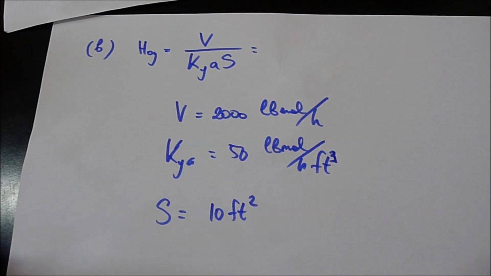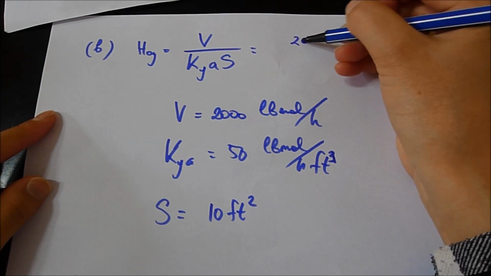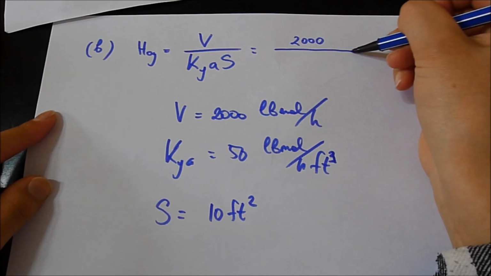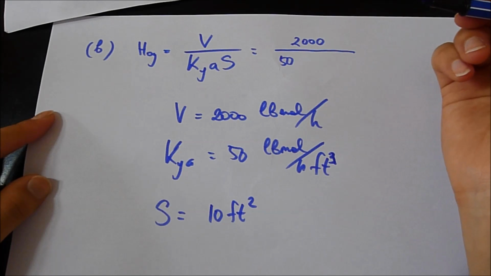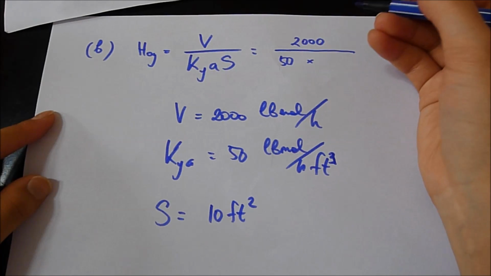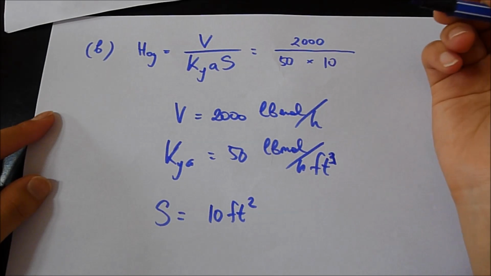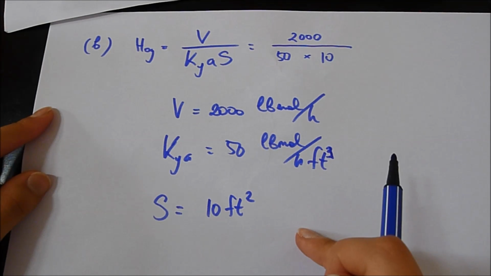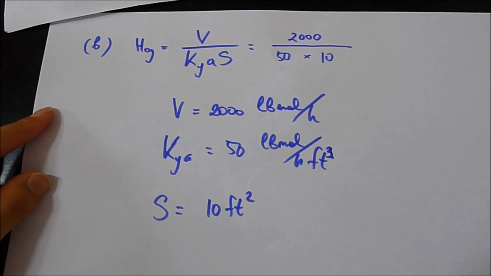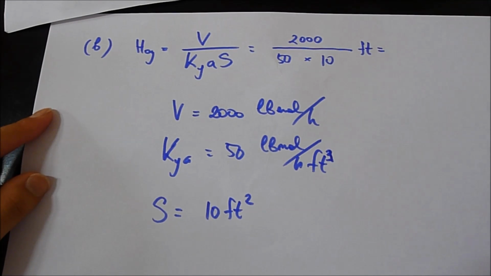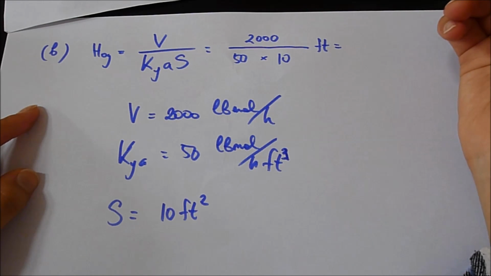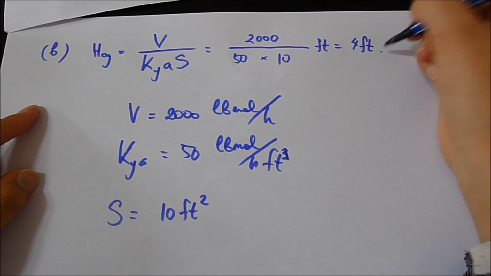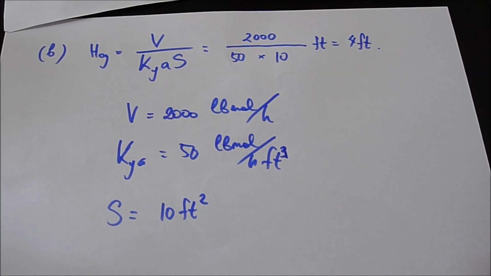So to find the HOG, we need to plug in what we know. The gas feed rate is 2000 pound moles per hour, and Kya is 50 pound moles per hour feet cubed, times the cross-sectional area of the column, which is 10 feet squared. And when you simplify all the units, we get feet. So when you plug it in, 2000 over 500 will be 4 feet. So this is our height of the mass transfer units.